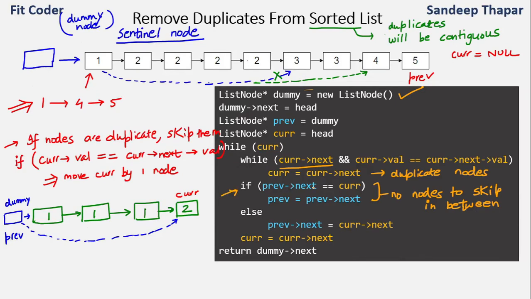Now we check if previous next is equal to current. So previous is at dummy. So previous next is equal to current because of this blue link that we have created. So there are no nodes to skip in between. So we'll move previous by one node. So previous will also come at node 2. And now we'll move current by one node. So current will become null.